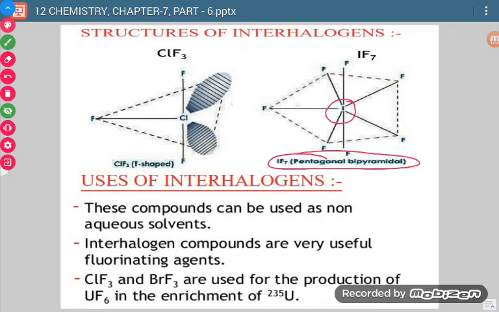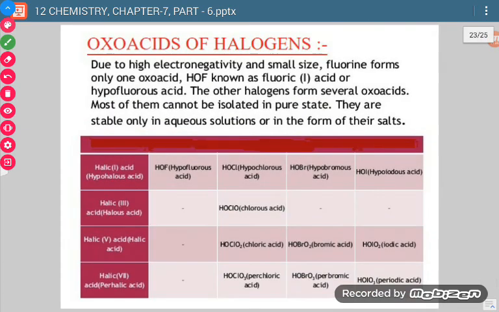So what are the uses of interhalogens? These compounds can be used as non-aqueous solvents. Interhalogen compounds are very useful fluorinating agents. Okay, if you want to add fluorine, then they will act as a very good fluorinating agent. ClF3 and BrF3 are used for the production of UF3 in the enrichment of uranium. Okay, so these are the different uses.